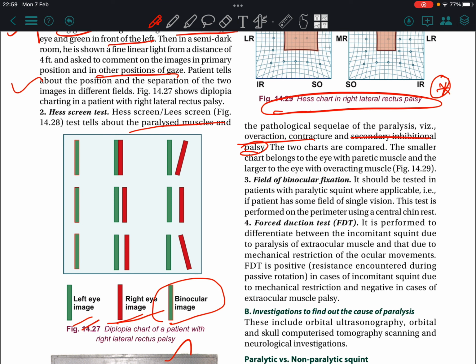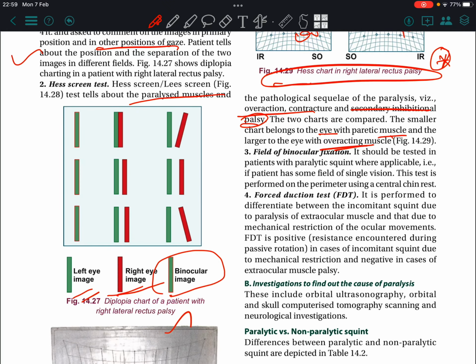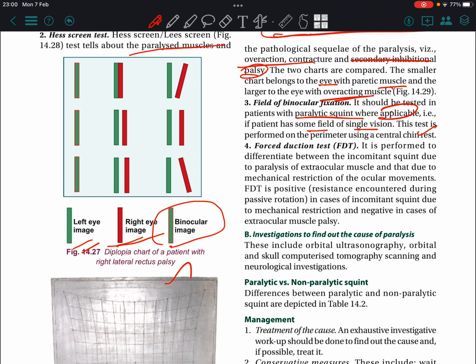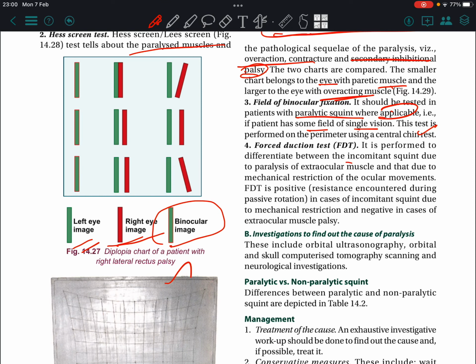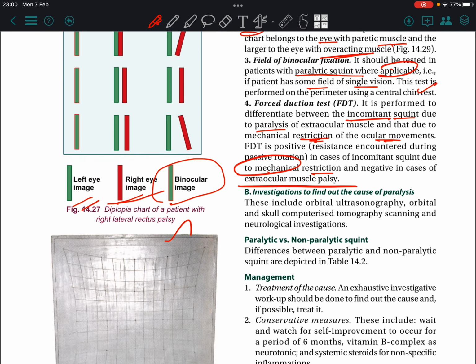The smaller chart belongs to the eye with the paretic muscle and the larger to the eye with the overacting muscle. Field of binocular fixation should be tested in a patient with paralytic squint where applicable. That is, if the patient has some field of single vision, the test is performed on a perimeter using a chin rest. Force duction test is performed to differentiate between squint due to paralysis of an extraocular muscle and that due to mechanical restriction of ocular movements. FDT is positive in case of squint due to mechanical restriction, and negative in case of extraocular muscle palsy.